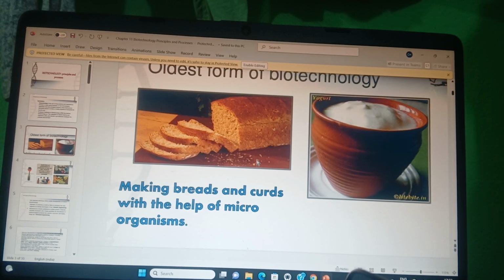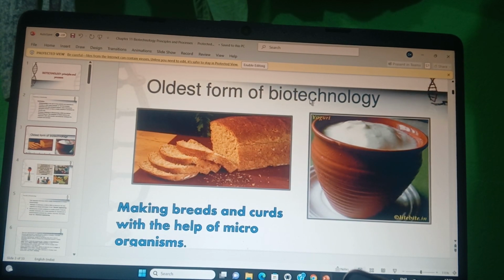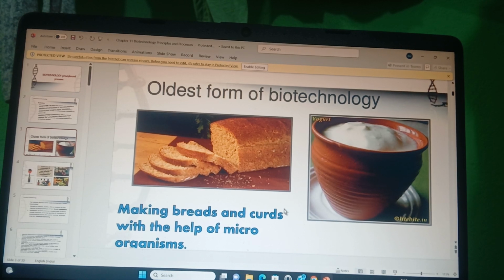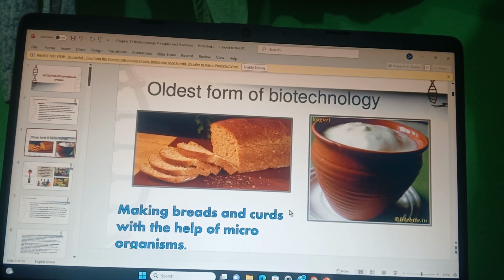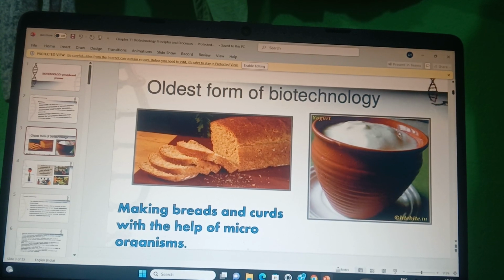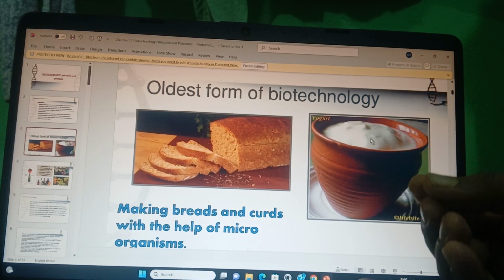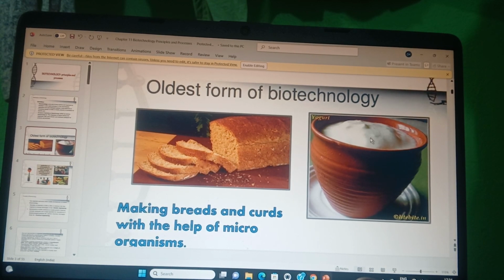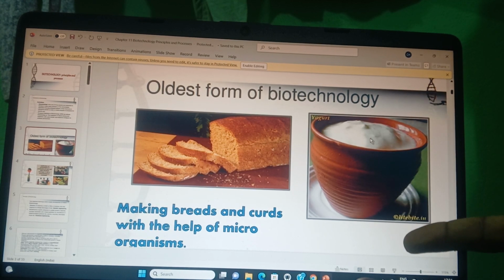You may think that biotechnology is a new branch of science, but it is not. We prepared bread and curd many thousands of years ago, so that is also part of biotechnology. Why? Because when we prepare curd, our mother at home adds the inoculum. Inoculum means a little amount of curd that we add to the milk, so that this little amount of curd has the lactobacillus. This lactobacillus helps to convert the milk into curd.